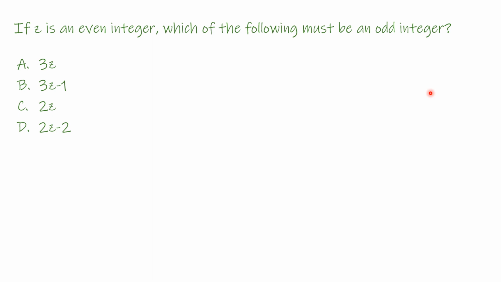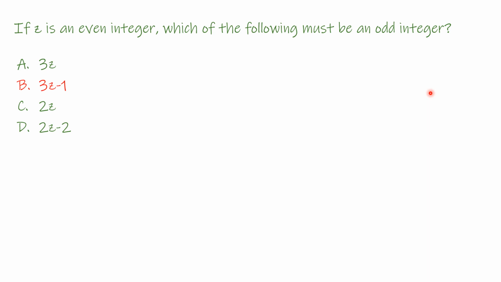Now let us try to solve this problem. If z is an even integer, which of the following must be an odd integer? A, 3z; B, 3z minus 1; C, 2z; and D, 2z minus 2. Alright, so the answer for this problem is B, 3z minus 1.